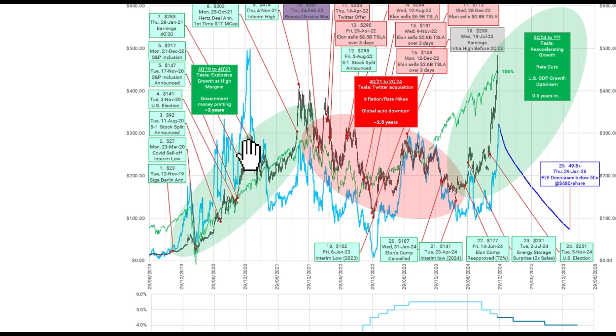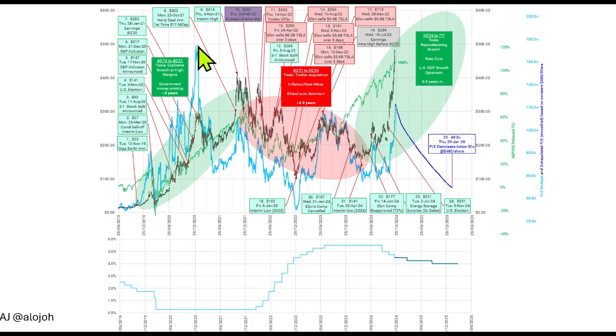into this bubble territory, because when you look at the light blue line now, you see that the PE ratio reached crazy levels. For example, Tesla briefly almost touched around 180 times, which is crazy high. And then, of course, it deflated for a bunch of reasons.